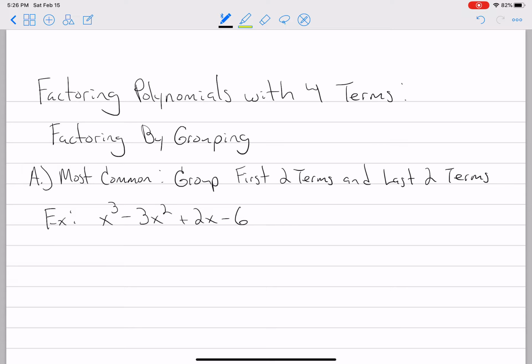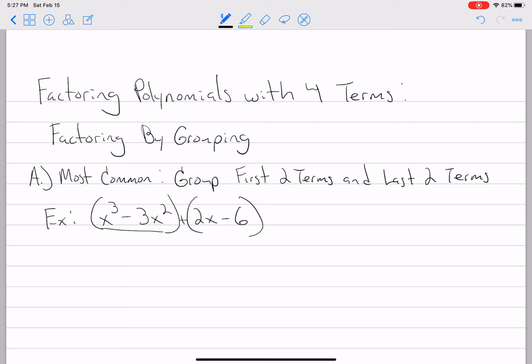So, the first most common way that when you have something with 4 terms is you're going to factor by grouping the first 2 terms and the last 2 terms. So, for example, check this one out right here. Okay, so we are going to group these 2 terms and these 2 terms right here. And now, just like my typical factoring, I'm going to be looking for GCFs in each of these, and we're going to see some crazy stuff happen here.